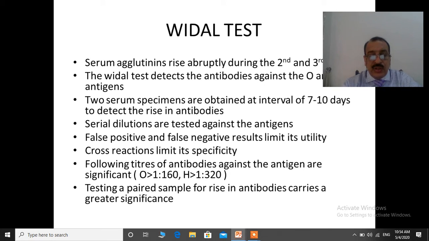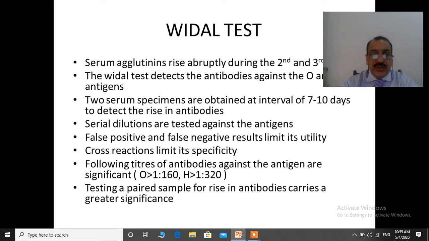The very popular test in the past was the WIDAL test. It is nowadays obsolete and is not frequently done for the diagnosis of enteric fever because it lacks sensitivity and specificity. By that I mean that it may be false positive or it may be false negative.